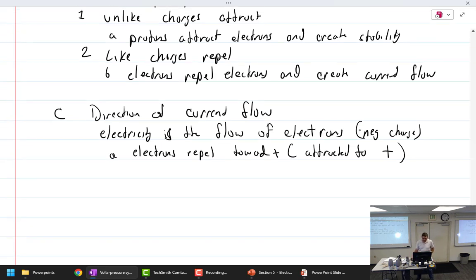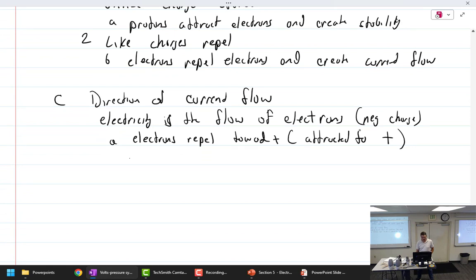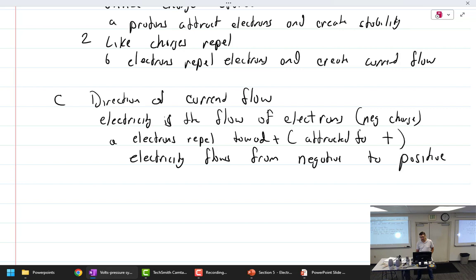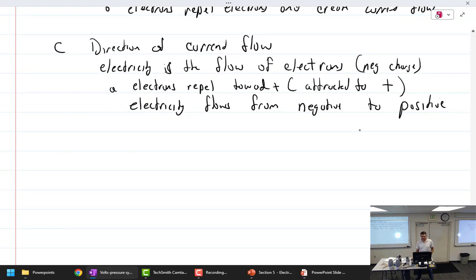That means that electricity flows from negative to positive. And that is called electron flow theory.